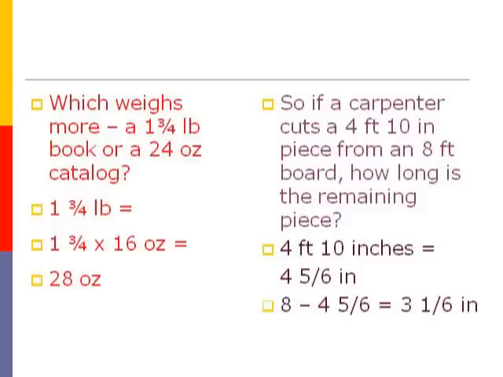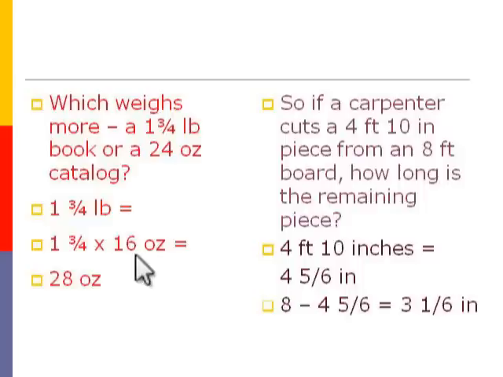On this next page of examples, we're looking at comparing. So we always have one thing we need to change. Which weighs more, a 1 3/4 pound book or a 24-ounce catalog? So let's change the pounds into ounces. To go from pounds to ounces, we're going from large to small. So we're going to multiply. We're going to multiply by 16 because there are 16 ounces in a pound.